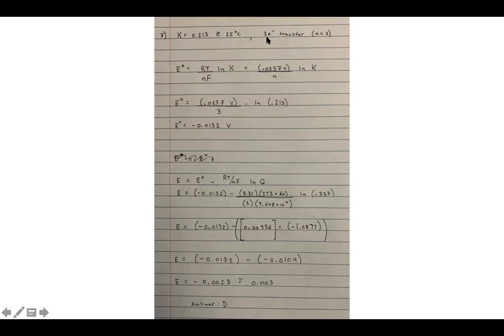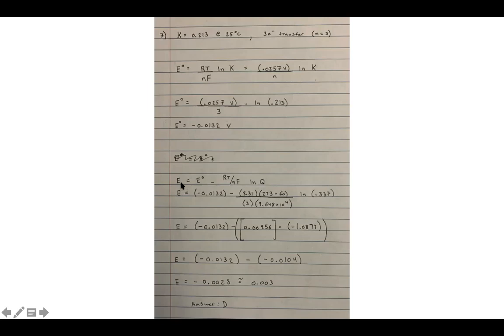Above, I found out that N should be equal to 3, which is the number of electrons transferred, and I plug in my equilibrium constant. So this tells me that at 25 degrees Celsius, which is the temperature where our standard cell potential is calculated, my standard cell potential is negative 0.0132 volts. Now I'm going to use this value and plug it into my Nernst equation.